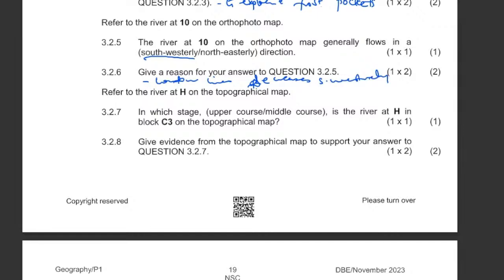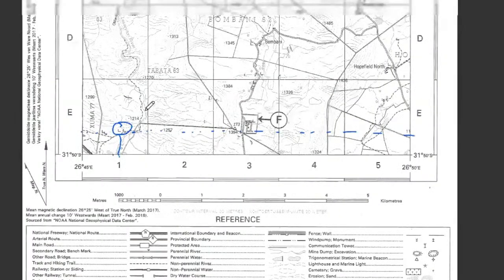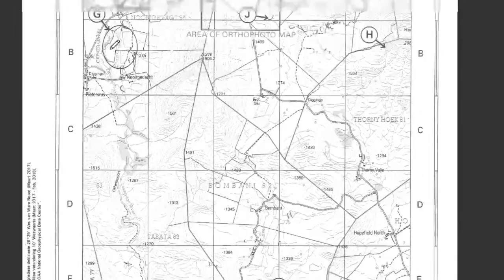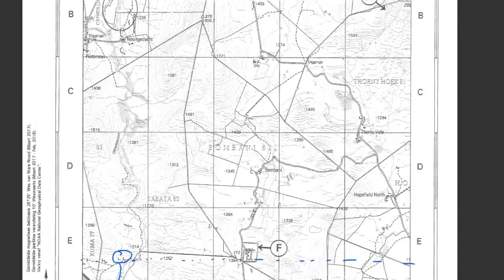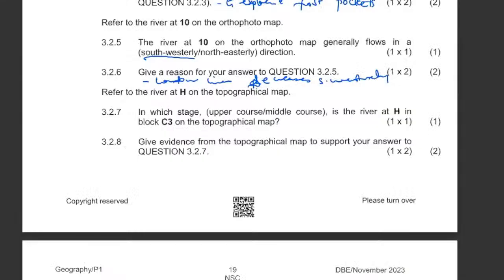Okay. Then refer to River H on the topographic map. We got the topographic map. River H is where? River H is here. Okay. When you look at H here, I hope you can see it clearly. When you look at H here, it shows you that here is mountainous. Okay. And therefore, in which stage, is it upper or middle course, is River H? Because the area is in the mountainous area or the higher lying area, the river is in the upper course.